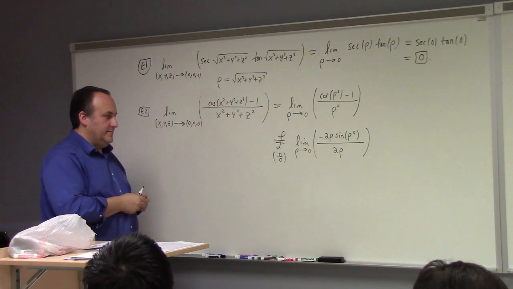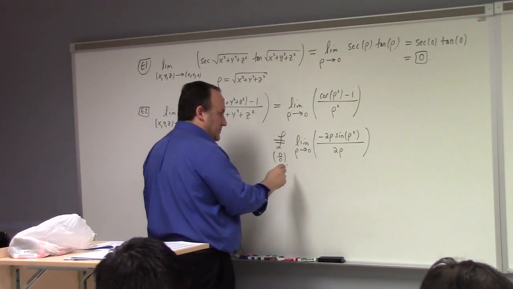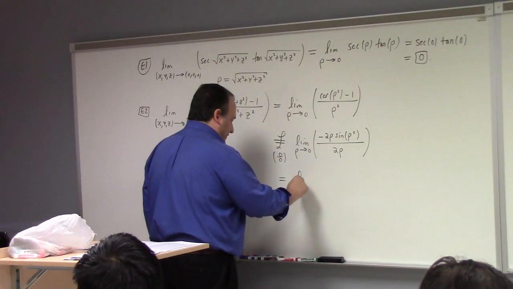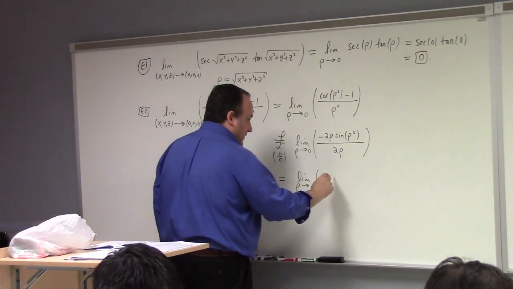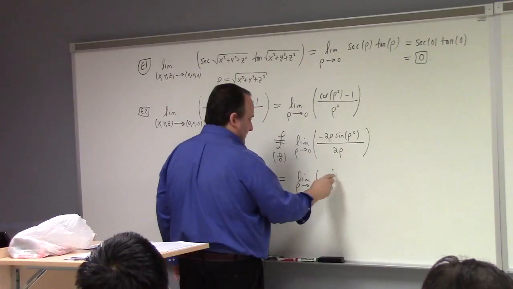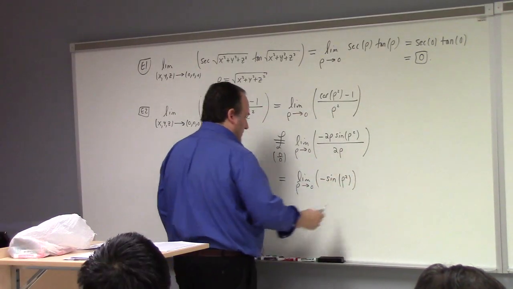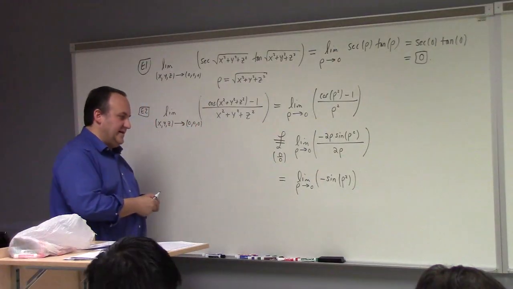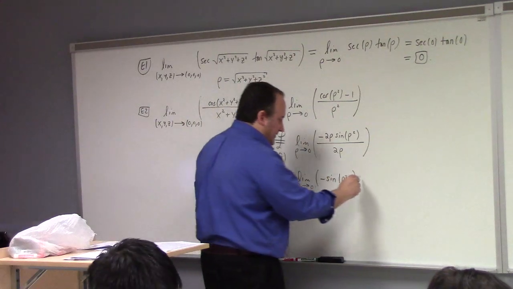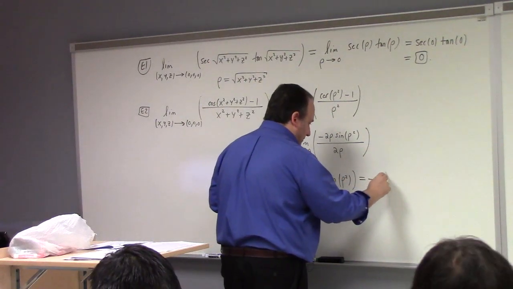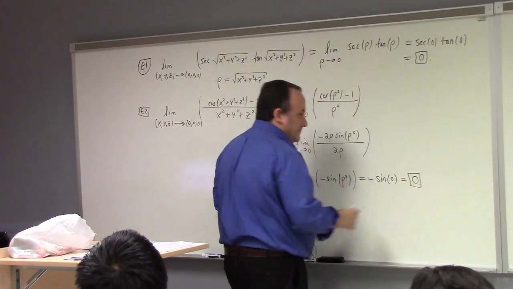And so the rho cancels, right? And we're just left with the limit as rho goes to 0 of minus, the 2's cancel too, right? So just minus sine of rho squared. At this point, we have a continuous function. Sine is continuous at 0, so we can just evaluate at the limit point. The answer is minus sine of 0, which is also known as 0, right?